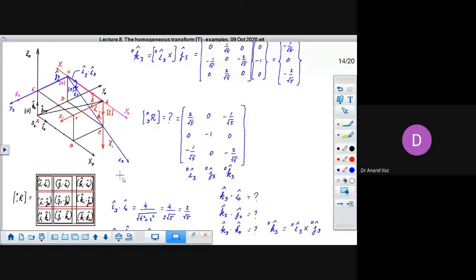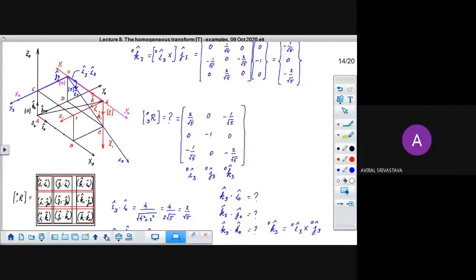Adjacent side is how many units? 4 units. So it's 4 units divided by the hypotenuse. Hypotenuse is 2 square plus 4 square, square root of that. So this becomes 4 divided by square root of 20, that is 2 root 5. Got it? Got it, sir. Okay. Any other query?